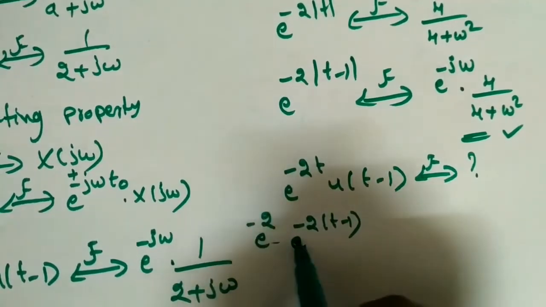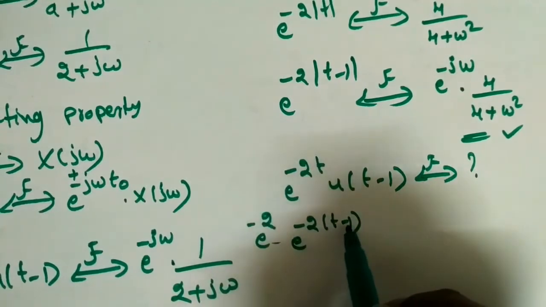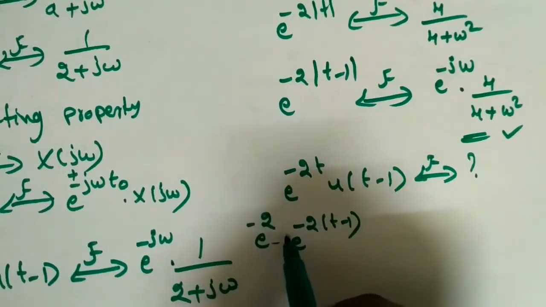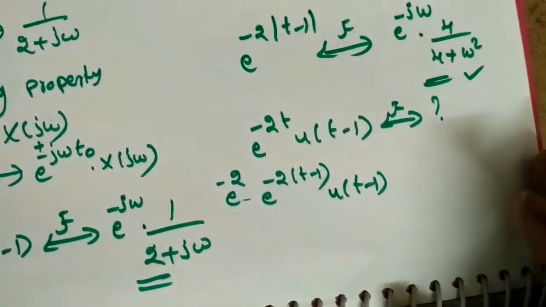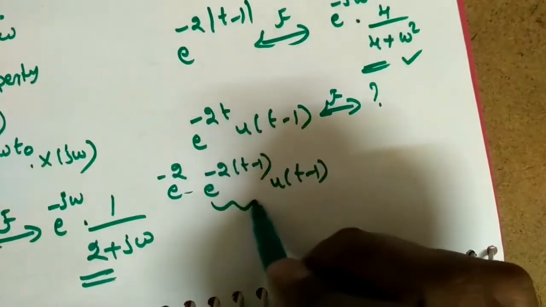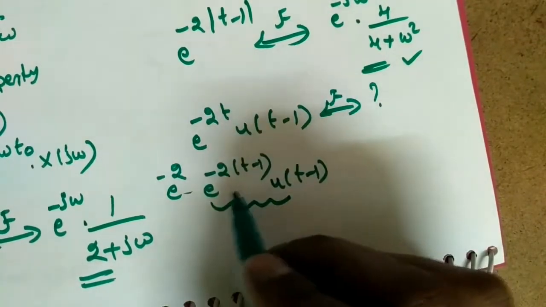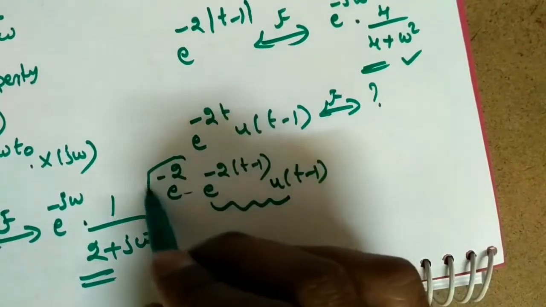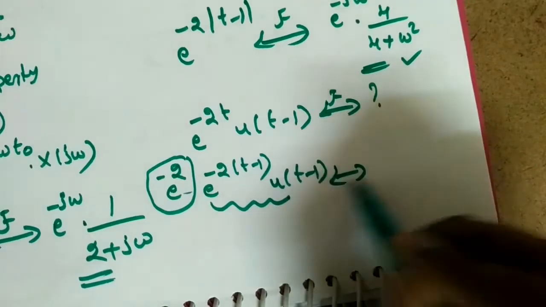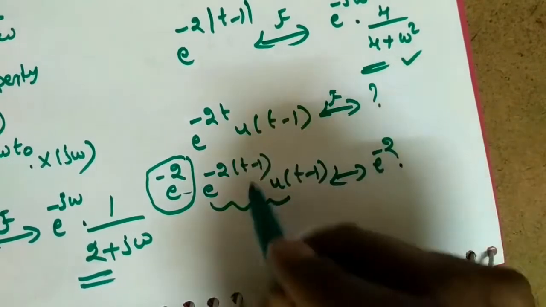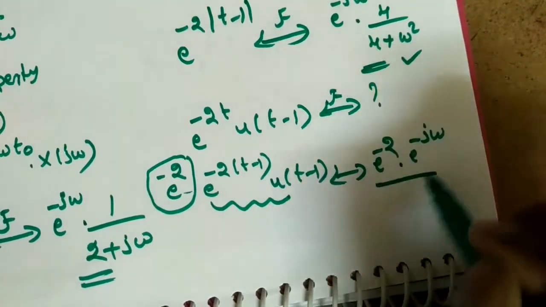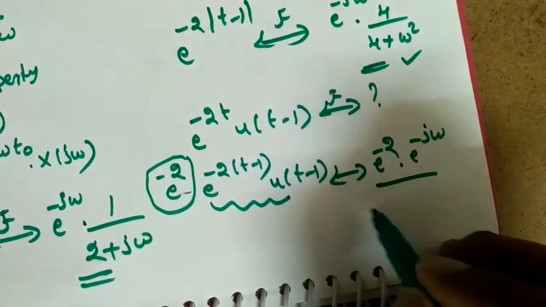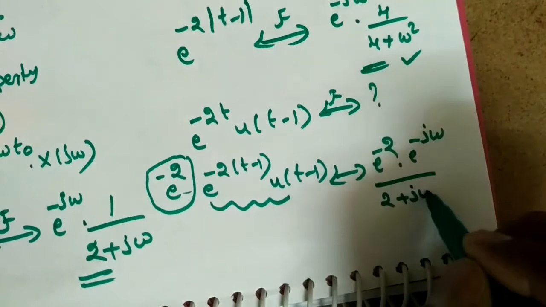Then, if you expand this one, minus 2t plus 2. So, e power minus 2 into e power 2, it will be cancelled. Then, u of t minus 1. Now, see, it is as simple as the shifted version, and there is an amplitude that is multiplied. So, what is the Fourier transform? e power 2 into, for shifting, it is e power minus j omega by 2 plus j omega.